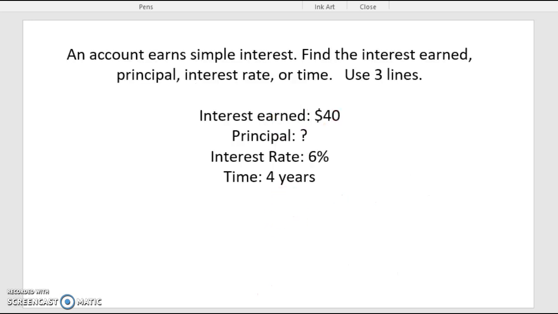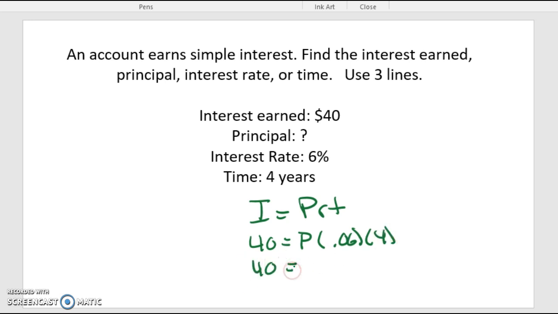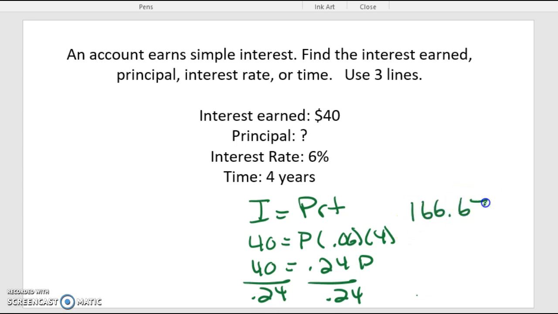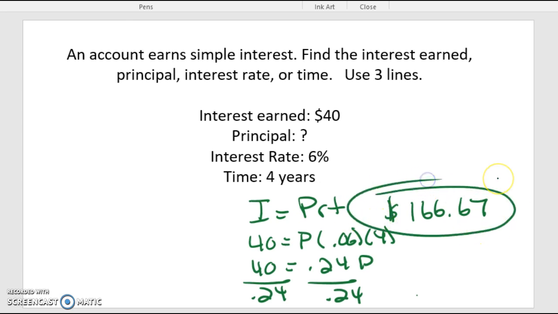All right, so our equation for interest is I is equal to P R T. Let's see, so my interest earned is 40. I don't know my principal. My rate is 0.06 as a decimal. My time is 4 years. So 40 is equal to 0.06 times 4, so 0.24 P. And then I divide by 0.24 on both sides to get P by itself. And then 40 divided by 0.24 is 166.67. So that would be my principal. Another word for principal is just the amount of money I put down at the beginning of the loan.